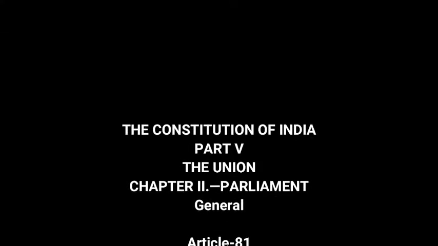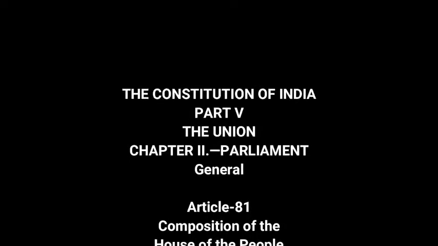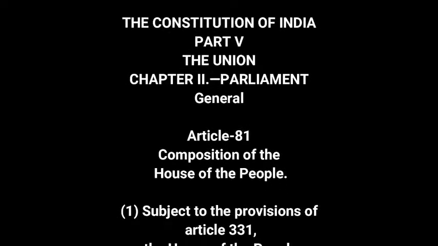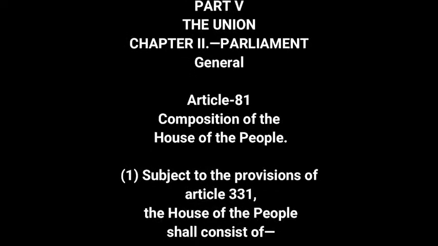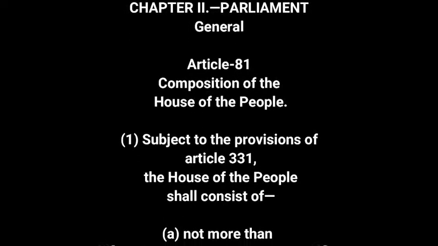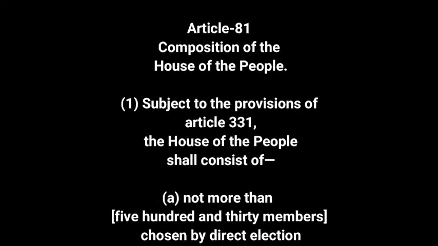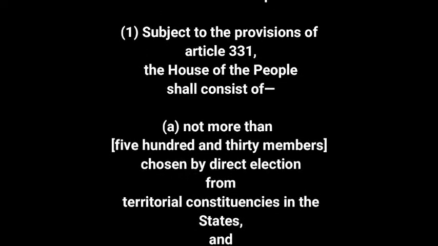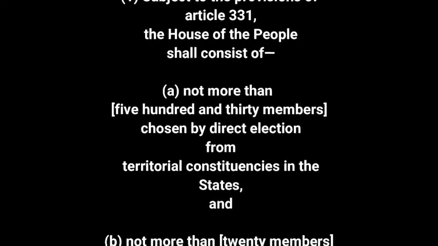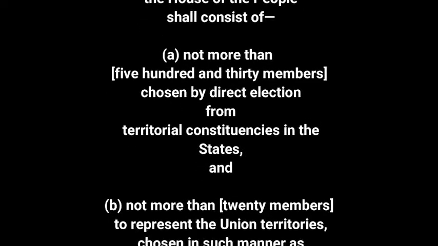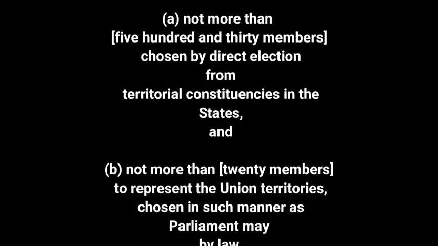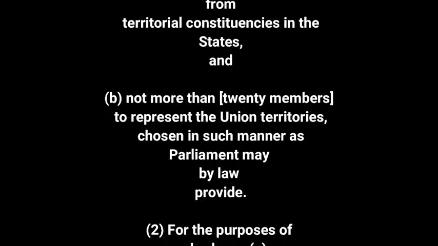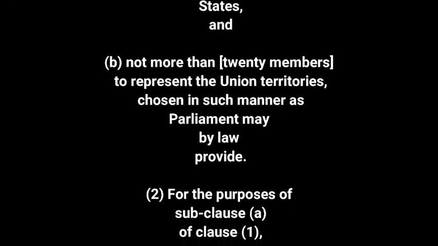The Constitution of India. Part 5, The Union. Chapter 2, Parliament. General. Article 81. Composition of the House of the People. 1. Subject to the provisions of Article 331, the House of the People shall consist of a. Not more than 530 members chosen by direct election from territorial constituencies in the states. And b. Not more than 20 members to represent the Union territories, chosen in such manner as Parliament may by law provide.